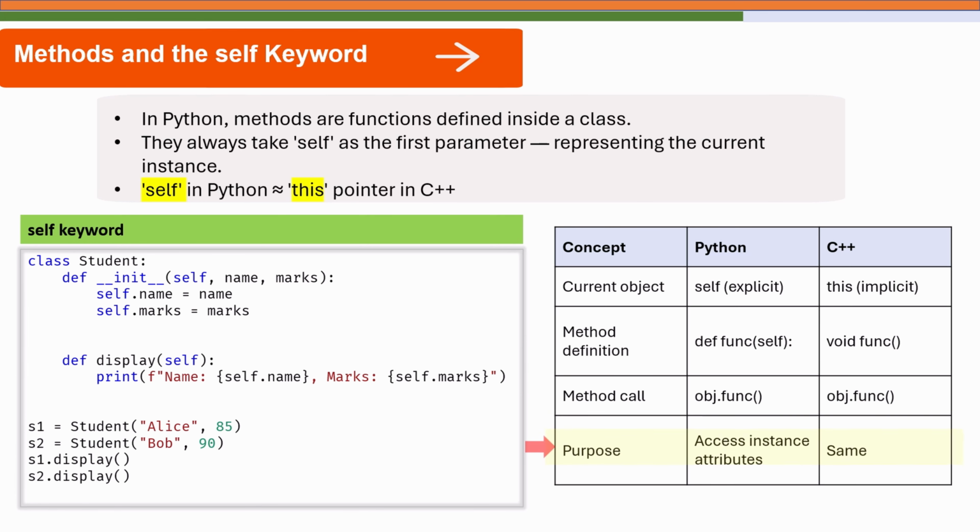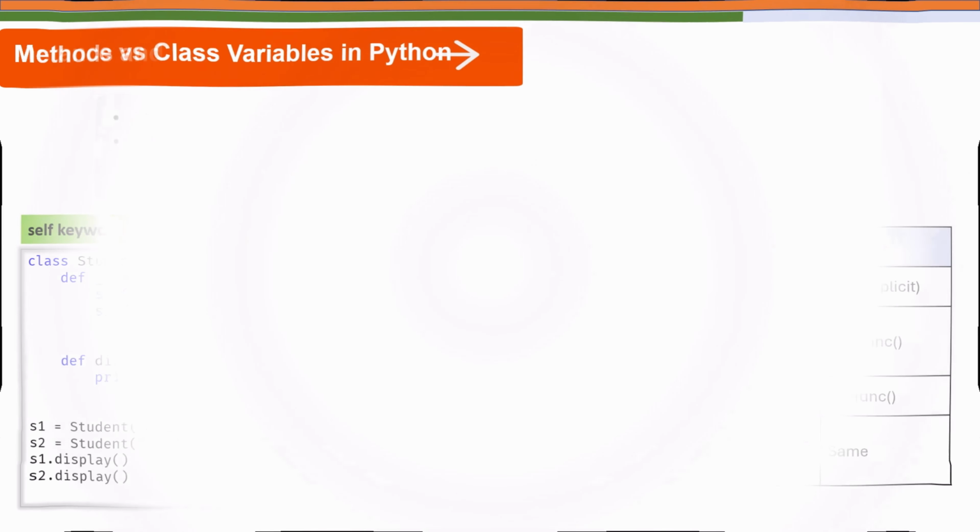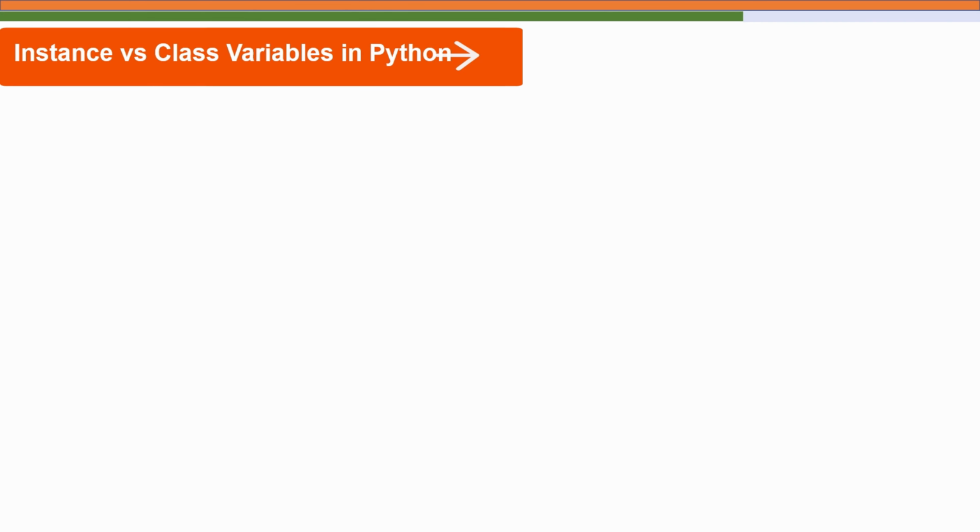Now that we understand how classes and objects work, let's move on to one of the most important distinctions in Python's object-oriented model, that is basically the difference between instance variables and class variables. In Python, variables that belong to a class can exist at two levels, either at the object level or at the class level. An instance variable belongs to a specific object. It is created inside the initializer, that is the constructor, the __init__ method, and each object keeps its own copy.